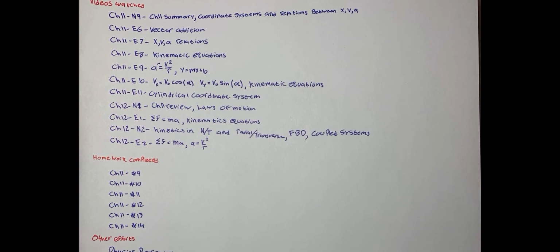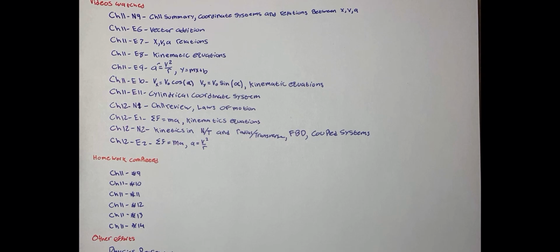Chapter 11, Example 10 is using some trig identities in order to solve for velocity in the x and the y direction, and we're just plugging those into kinematic equations. Chapter 11, Example 11 is just using the cylindrical coordinate system. It's just an example using that.